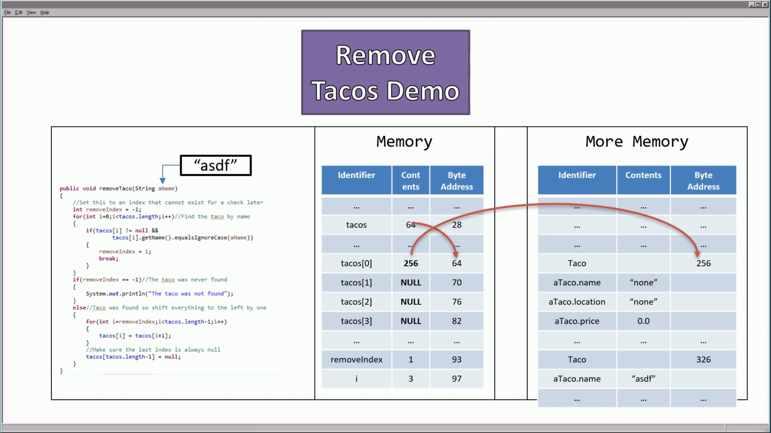Now when we're outside of the method, the parameter aName is removed. But not just that, we've lost the reference to this taco. We can no longer access this data. So Java being a memory managed language, its garbage collector will go along and find that there's no way to access this data. And so it will deallocate that information, thus removing the object.